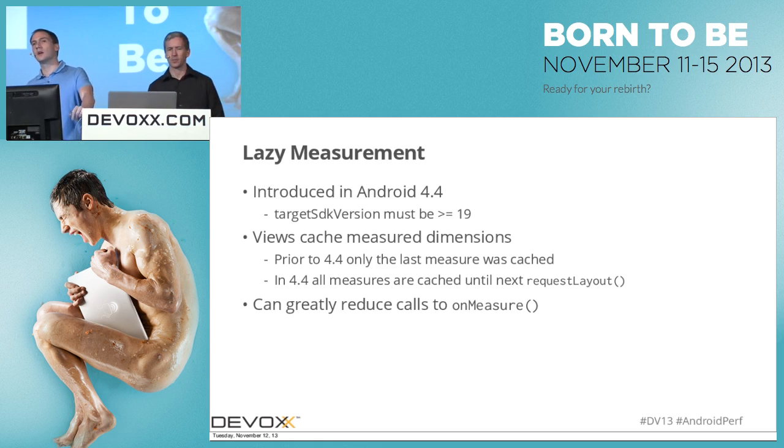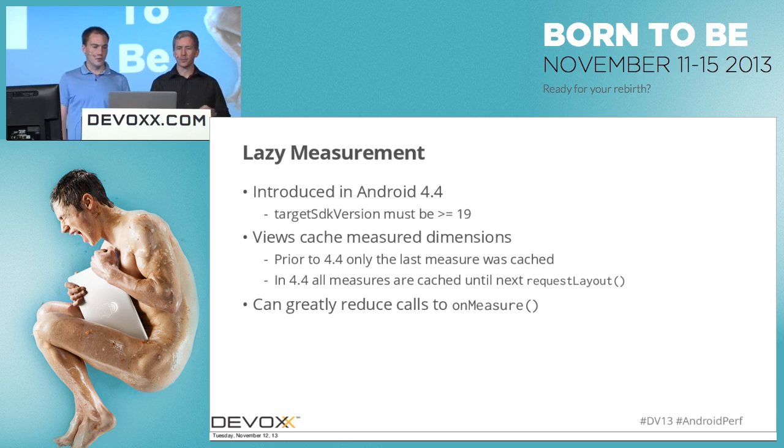This one is a little special because it's only enabled if your target SDK version is 19 or higher. We tried to enable it for all versions of the platform, but some applications were relying on, I would say, undocumented behavior that should have been documented. Anyway, change your target SDK version, it's going to make your app faster.